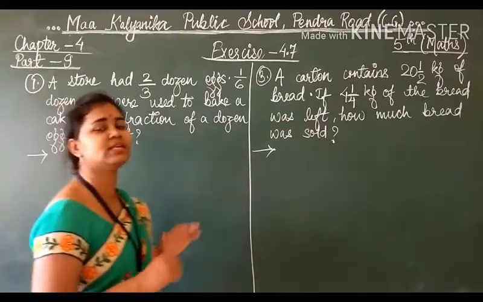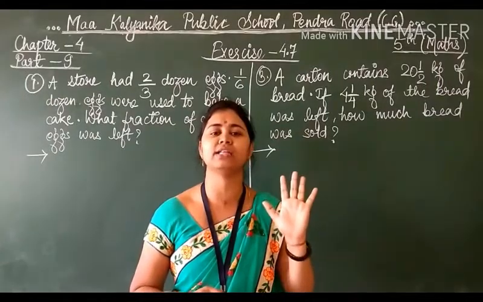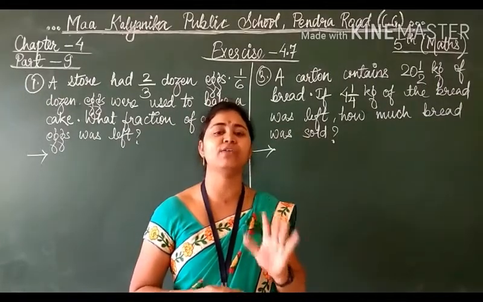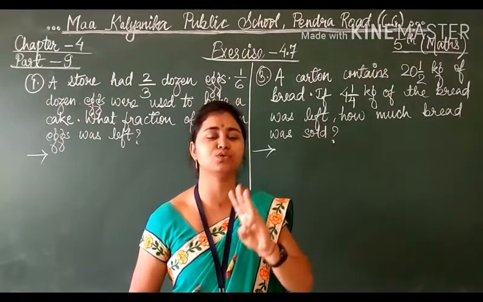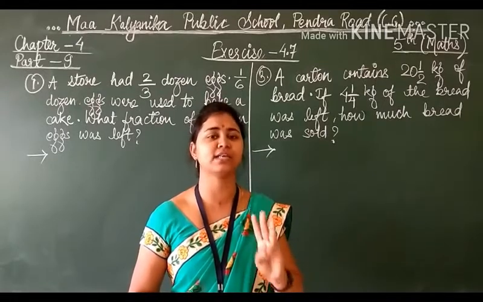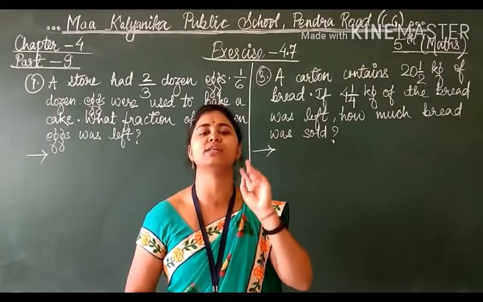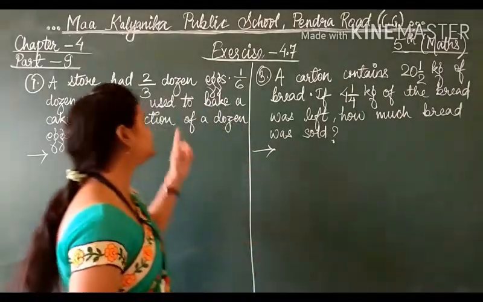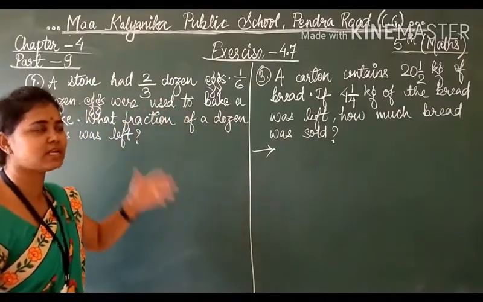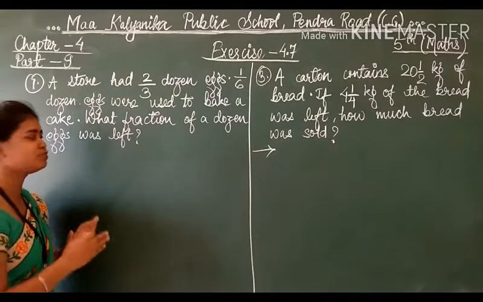So simply students, in simple numbers, if we say that for example 5 eggs are there in total, and 3 eggs were used to bake a cake, then how many eggs are left? Simply 5 is total minus 3, so the answer will be 2. In the same way, here fractional numbers are given, so we have to solve it this way. It means we have to subtract here.